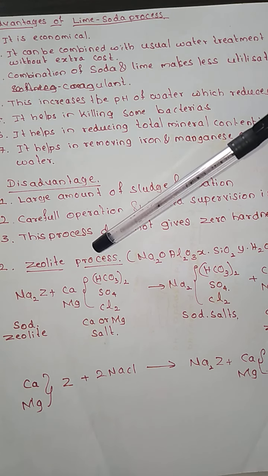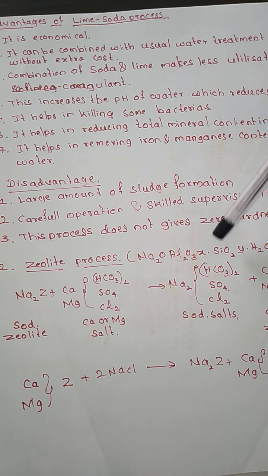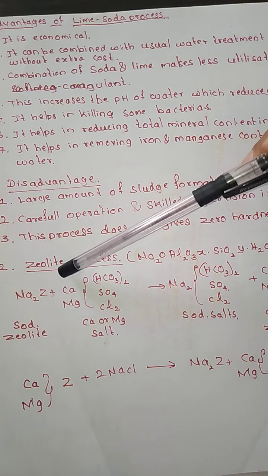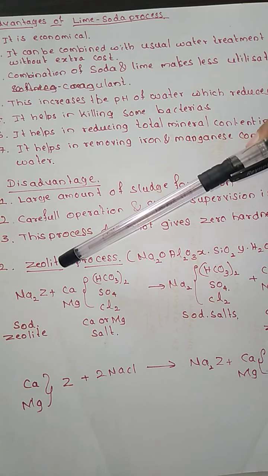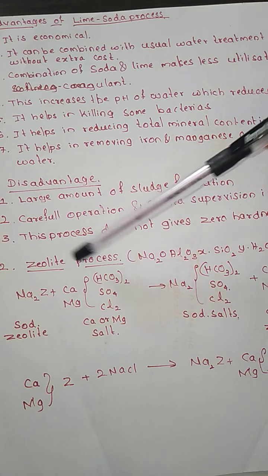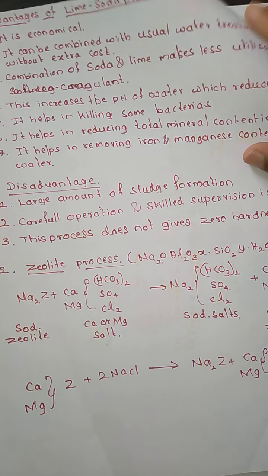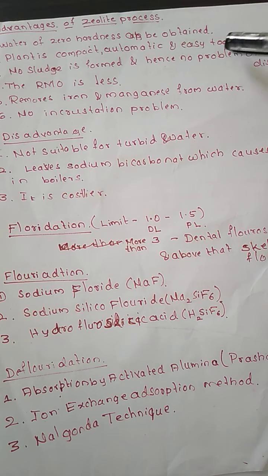Then your zeolite process. We have the formula for zeolite, that is Na2O Al2O3 x SiO2 y H2O. When we add Na2Z, that is soda zeolite, it is going to react with calcium and magnesium bicarbonate, sulfate and chloride, and form sodium salts. Then it forms calcium or magnesium zeolite exchanges. So this is how the zeolite process works.